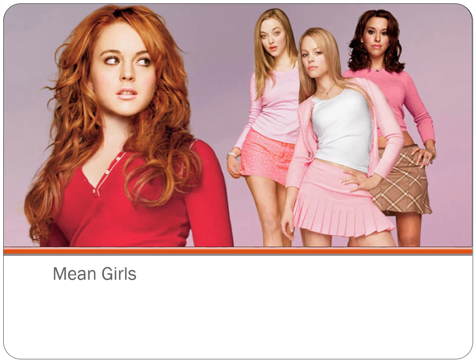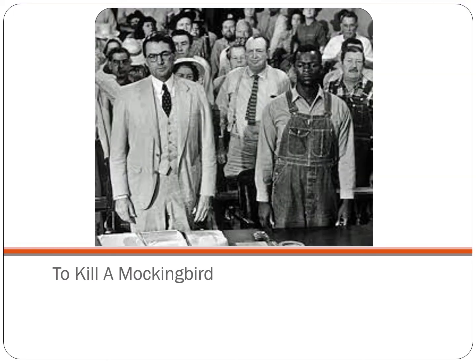An example of man versus society is Mean Girls, wherein the main character goes against the entire school, led by the most popular girls, called the Plastics. Another example is To Kill a Mockingbird, wherein the main character tries to defend a person of color against the society who wishes to harm him.